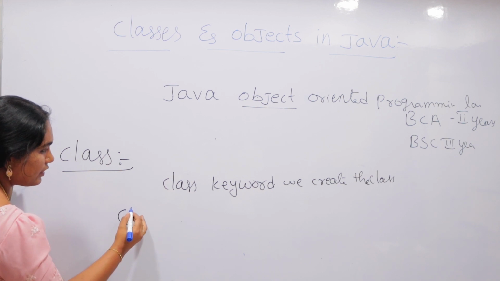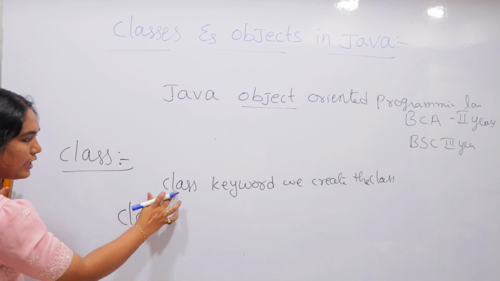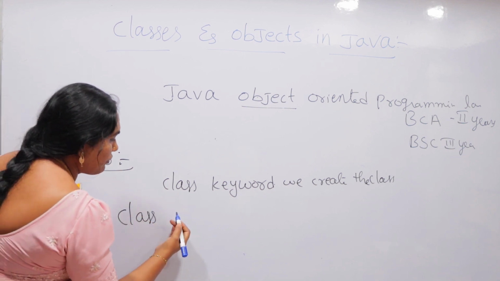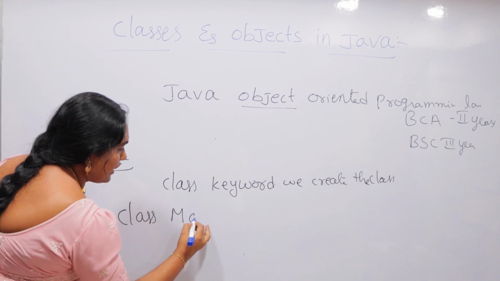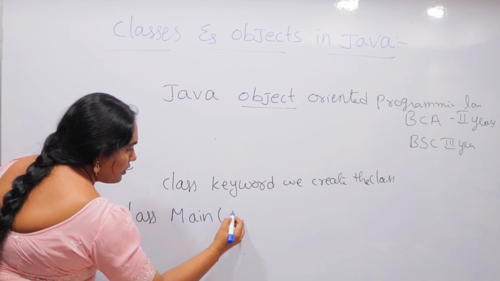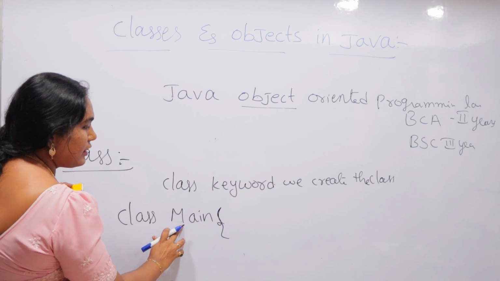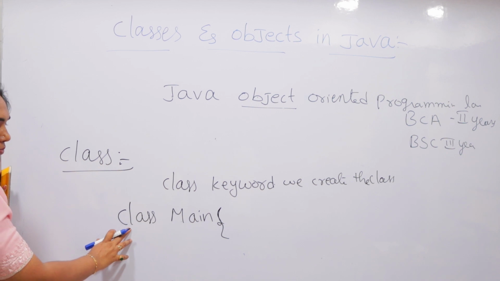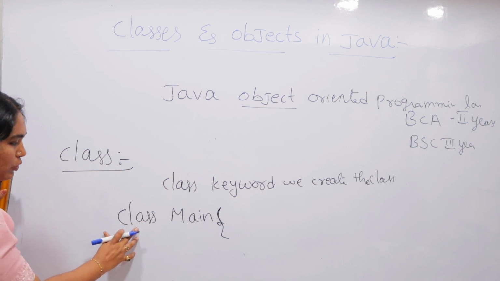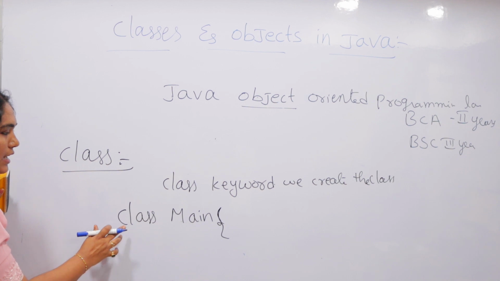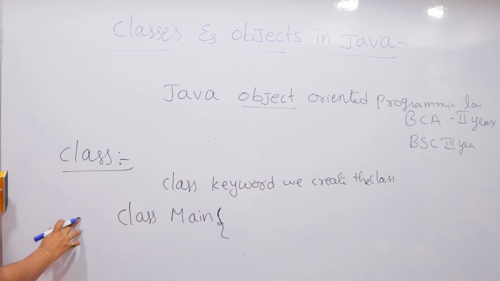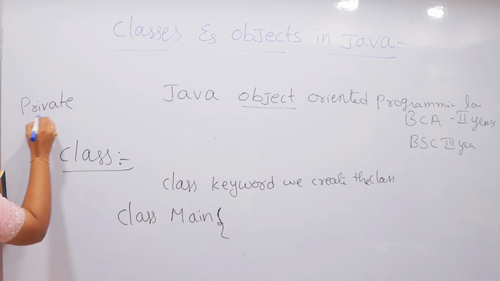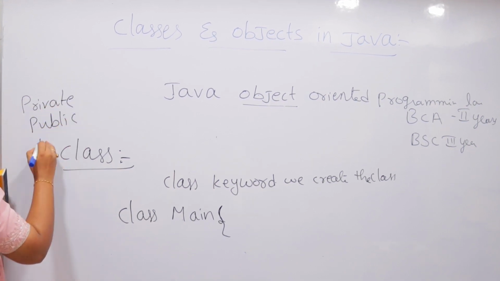First, what is the keyword we are using to define a class? The keyword is class. And now you can take any name for the class. For example, I want to create a class named Main. Here, Main is the class, by using the class keyword. And here you have to learn one more thing. When we are defining this class, we have to define it with the access specifier. The access specifiers are private, public, protected.